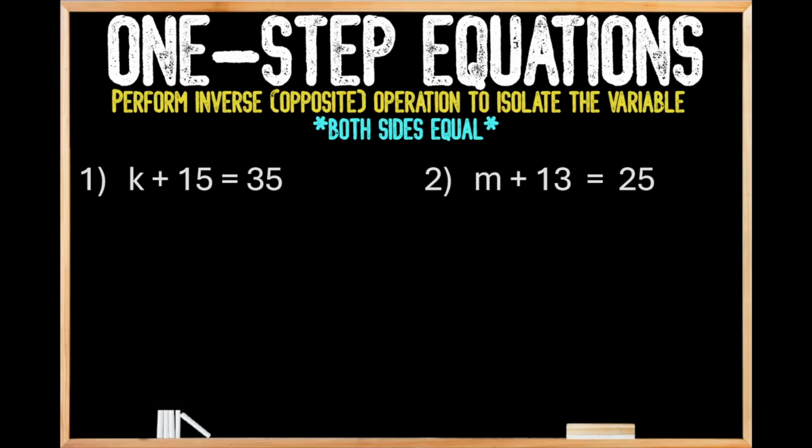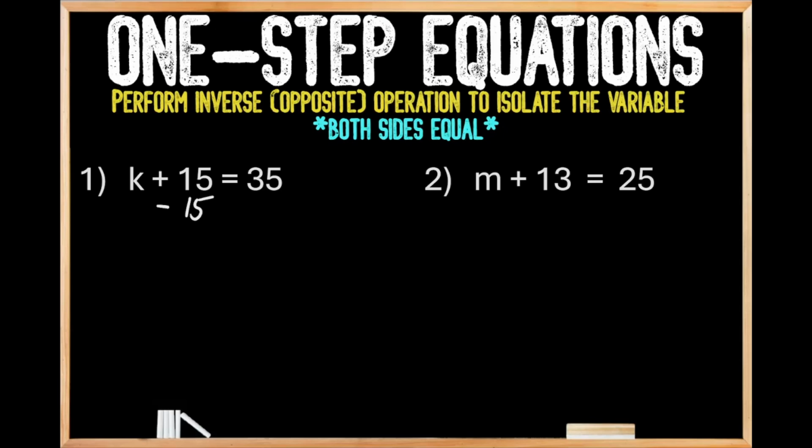And here on our left-hand side, we have k plus 15, so we're adding 15 onto k, and the opposite operation of addition is subtraction. So on the left-hand side here, we're going to subtract 15. But there is something that we need to keep in mind here that we can see up top highlighted in blue, and it's that we need to keep both sides of the equation equal.